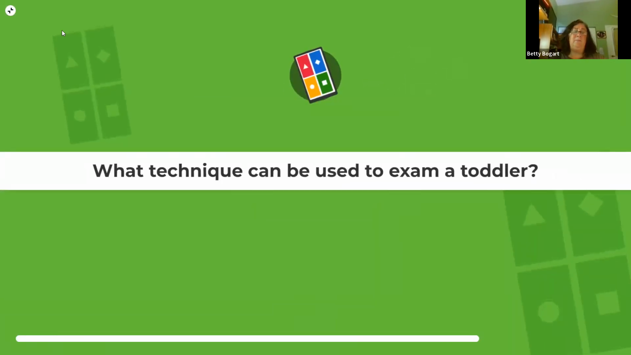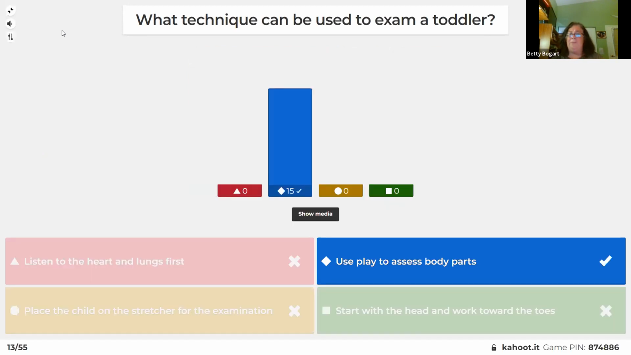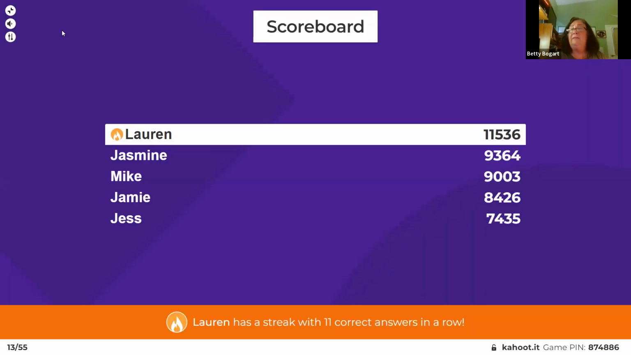What technique can be used to examine a toddler? Toddler, ages 1 to 3. So absolutely, we're going to use play. Perfect. I don't even have to explain that. Excellent.